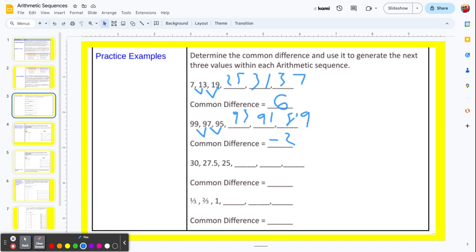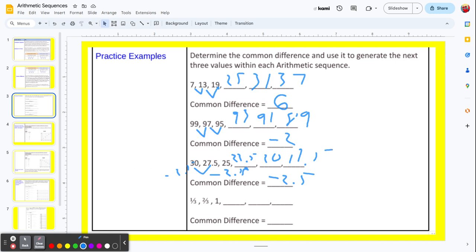Let's look at the next one. Ooh, we got decimals here. So 25 minus 27.5 is negative 2.5. Okay, 27.5 minus 30 is also negative 2.5. So our common difference is negative 2.5 this time. All right, 25 plus negative 2.5 is 22.5. 22.5 plus negative 2.5 is 20. 20 plus negative 2.5 is 17.5.